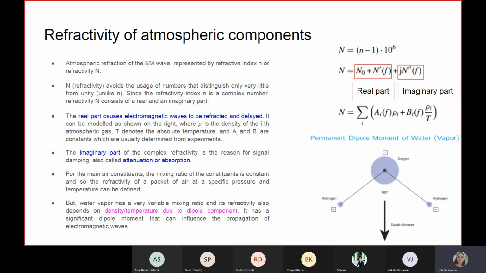You can see in the figure there is a constant permanent dipole moment of water. We have a large atom of oxygen and two very small atoms of hydrogen, giving us a dipole moment, with negative and positive charge. This significant dipole moment can influence the propagation of electromagnetic waves. So it can influence how much delay can happen inside the troposphere. I hope this much part is clear. So we are just introducing the term refractivity, what the two different parts are, that is the real part and imaginary part, and how the dipole moment of water is influencing the propagation of electromagnetic waves.